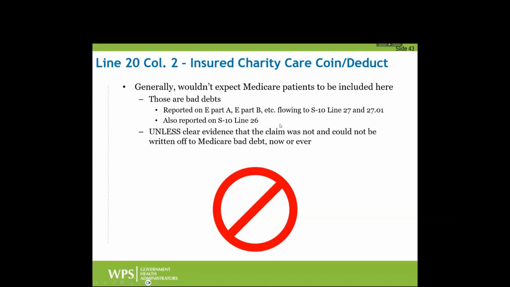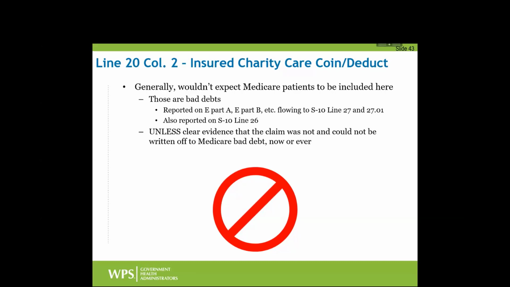So the only time you would truly expect to see a Medicare patient claim being included here is if there's no way it could have been included as a Medicare bad debt. For example, if you didn't meet certain Medicare bad debt requirements that permanently tainted that bad debt, timely billing would be a good example. If you didn't timely bill for that, it's never going to be allowed as a Medicare bad debt. So you could put it here as charity care instead. There might be other situations where it just didn't qualify.